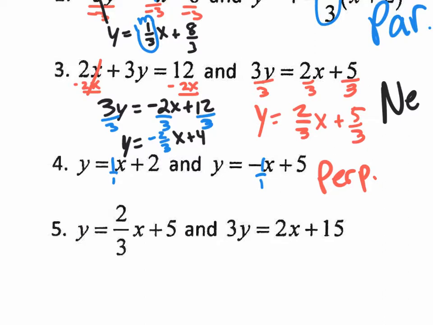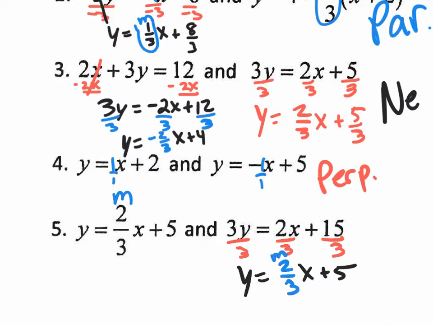Could I see the slope of my first equation? Yes. What's my slope? 2/3. Could I find the slope of my second one? Yes. How do I do that? Divide by 3, divide by 3, divide by 3. So on my second equation, I now have y equals 2/3 x plus 5. So my slope on my second one is also 2/3.